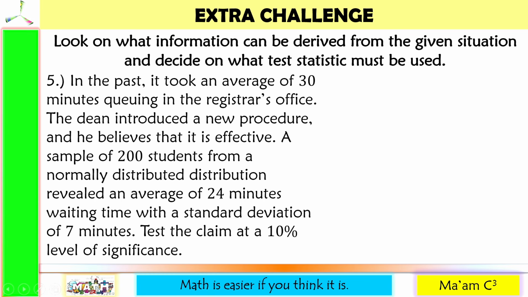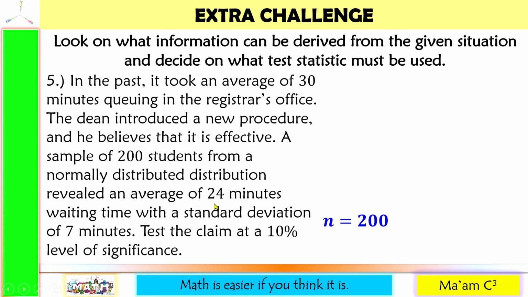A sample of 200 students from a normally distributed distribution revealed an average of 24 minutes waiting time, with a standard deviation of 7 minutes. Test the claim at 10% level of significance. So first, what is our sample size? A sample of 200. So N is equal to 200.